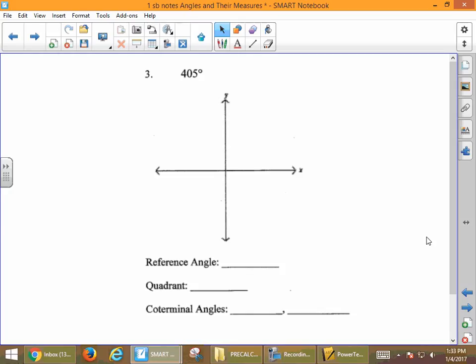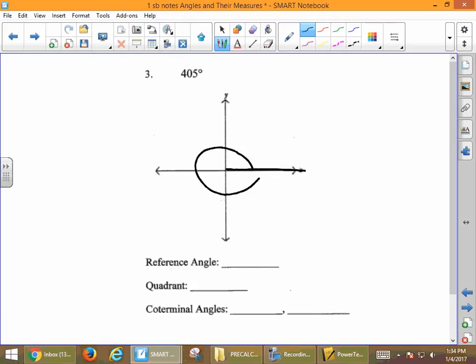405 degrees. You're probably kind of getting the hang of things now. But like we saw earlier, if we look at 405 degrees, we start with our initial side, and we would go all the way around, and then we would go around a little bit more. And our terminal side would end up here.